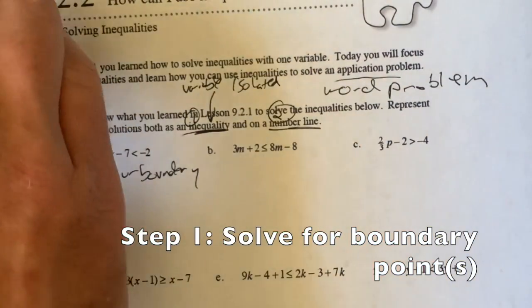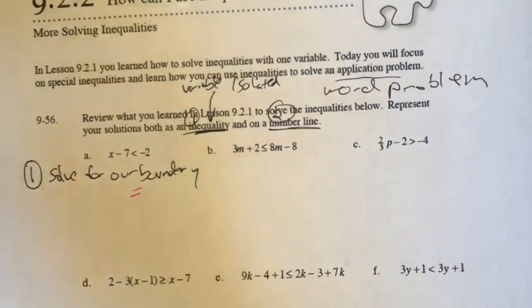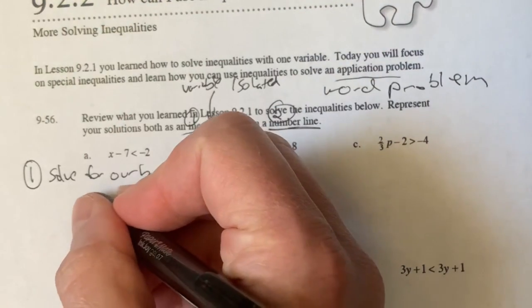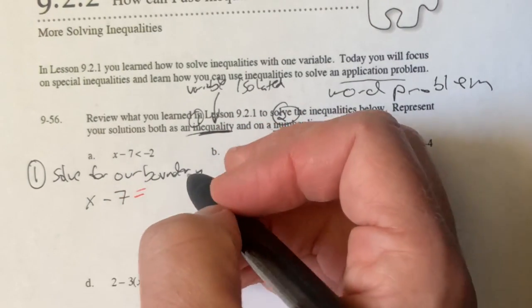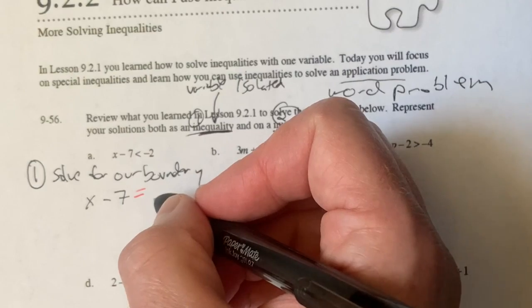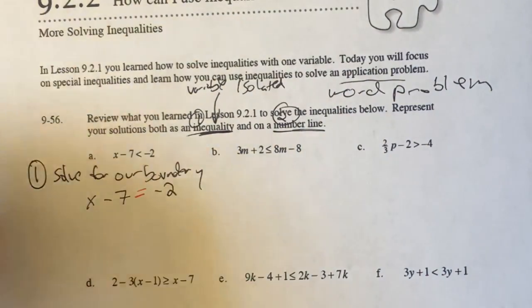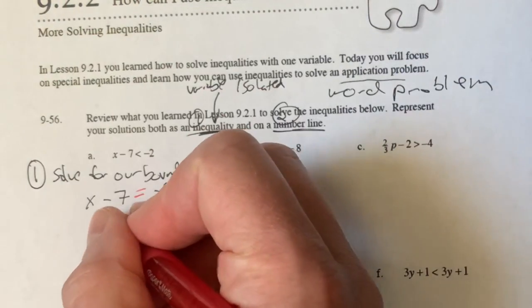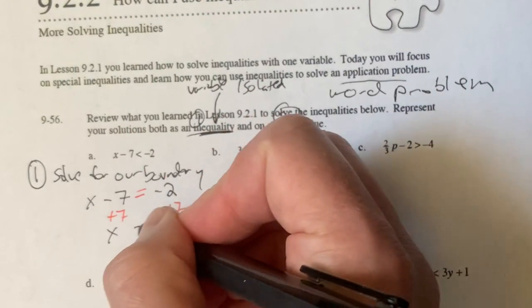So we'll solve for our boundary. In order to do that, we're going to change this to an equation, because the point where the left side actually equals the right side is going to show us where our inequality will begin or end, or be pretty close to the beginning or the end, which we'll see in a second. So changing it to an equation, I'm going to add 7 to both sides, and I get x equals 5.